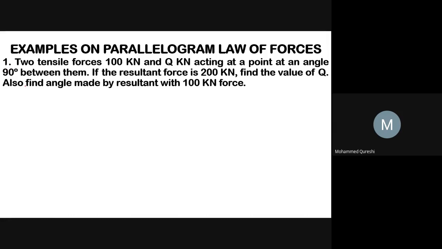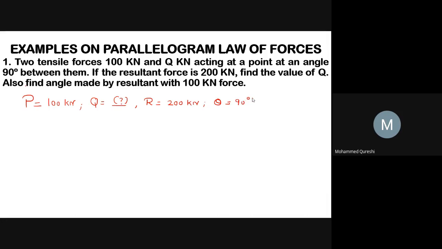Here, let us assume that P equals 100 kilonewton. Then Q is unknown, the value of Q is unknown for us. Then capital R equals 200 kilonewton. Then theta is given, the angle between P and Q is 90 degree.